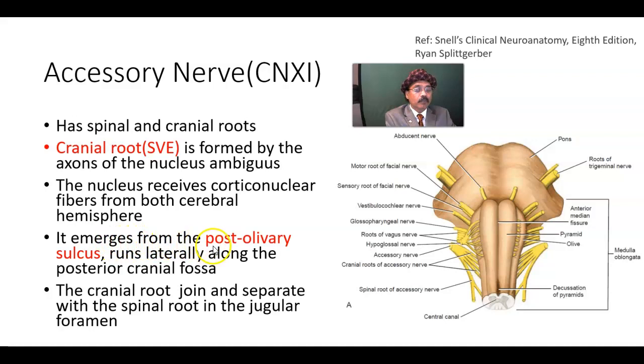It emerges from the post-olivary sulcus. So this is the olive here, and just lateral to that we get the post-olivary sulcus. So this is the accessory nerve.